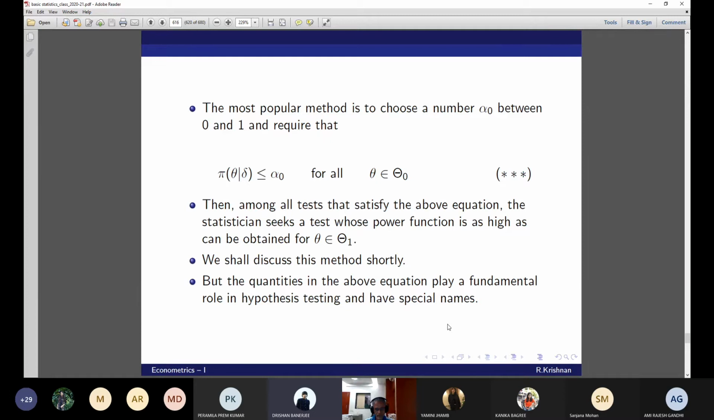So this alpha naught value is up to us, right? Yes. This alpha naught is the alpha that is being taught in the lectures to be equal to 0.01 or 0.05. That's what I'm saying. It's up to us; we fix it. That's why the popular method is to choose a number alpha 0 between 0 and 1, and we choose it to be either 0.01 or 0.05, that is 1% or 5%. Now you get it? Yes.